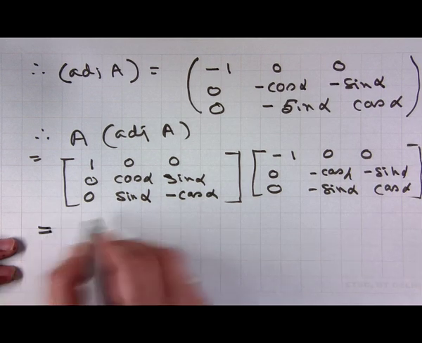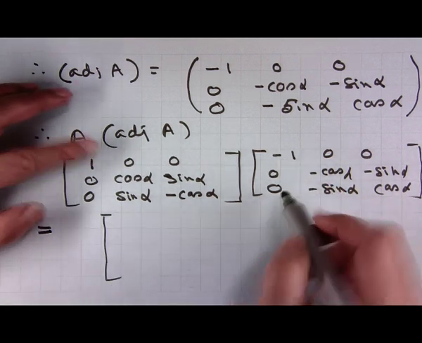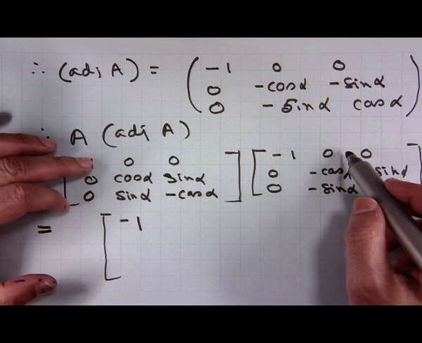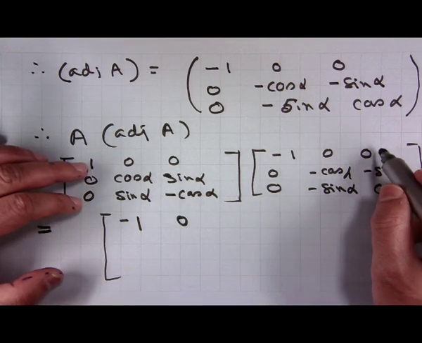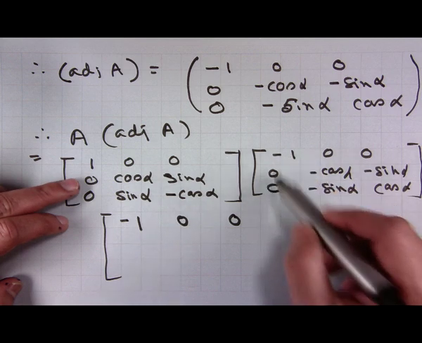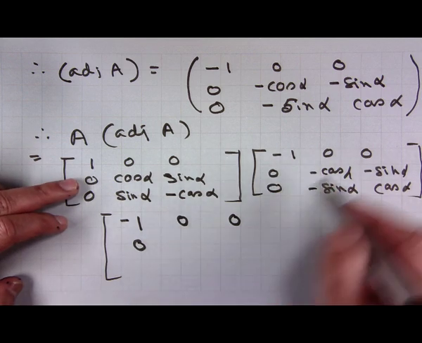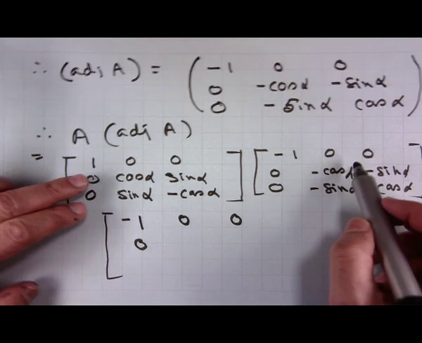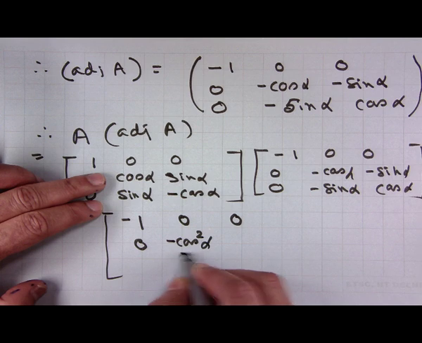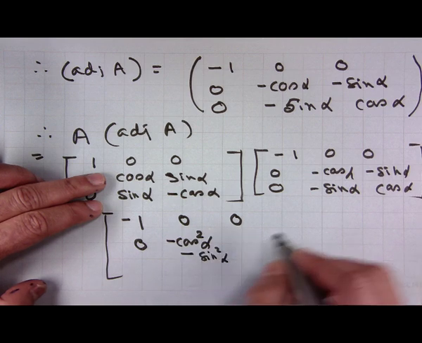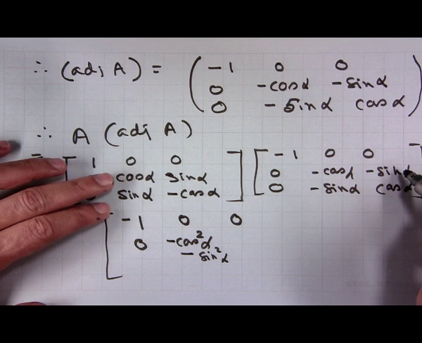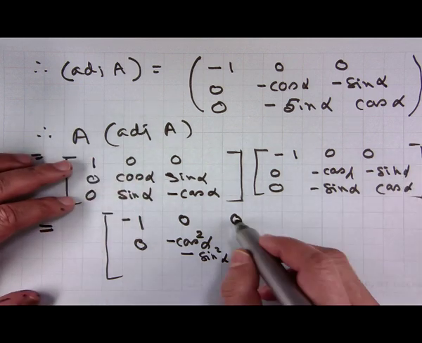Is equal to first row first column is equal to minus 1, first row second column is equal to 0, first row third column is again 0, second row first column is equal to 0, second row second column is equal to minus cos square alpha minus sin square alpha, and second row third column is equal to minus cos alpha sin alpha plus cos alpha sin alpha.